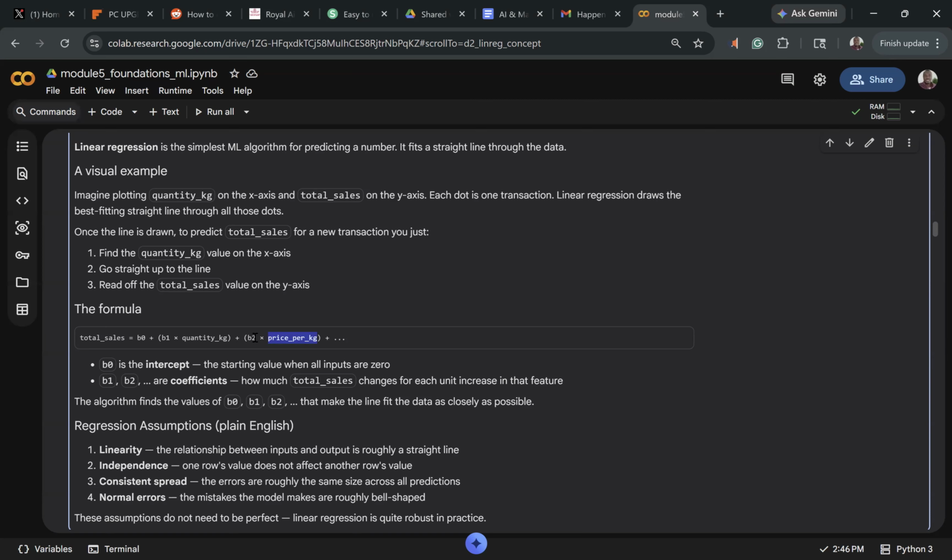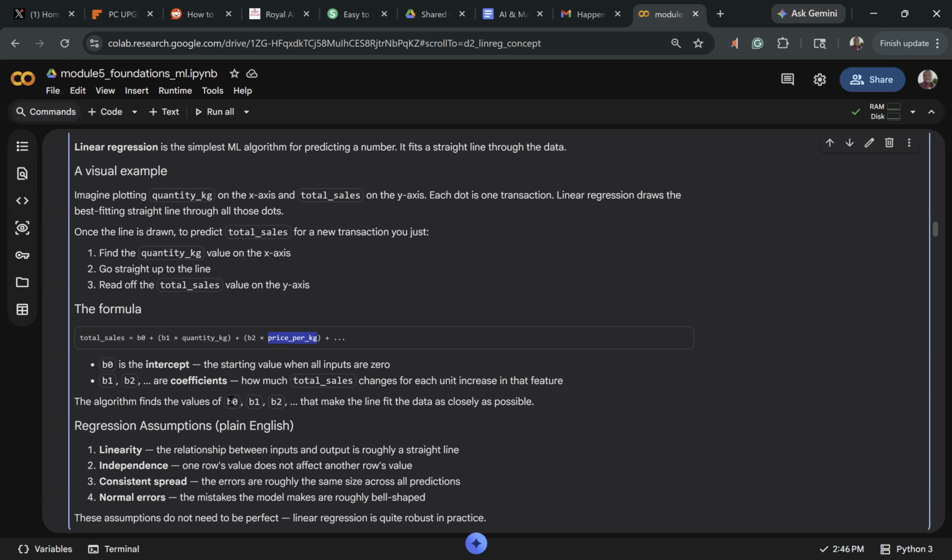So if you have a big number here, that means any unit increase here will result in a very high upward movement in total sales. So that's just a simple mathematical expression of what linear regression does.